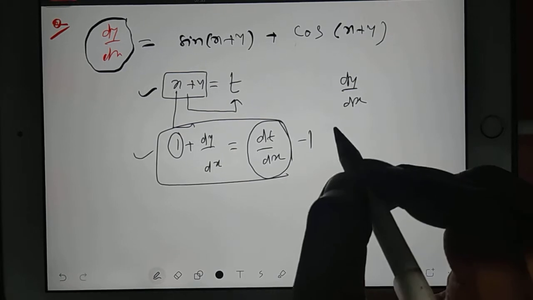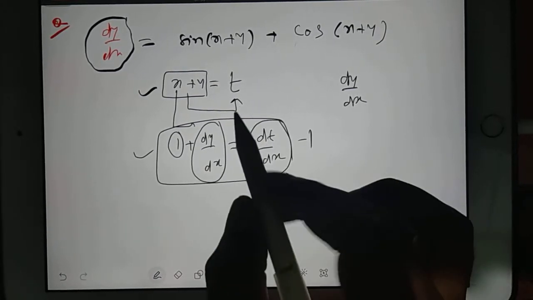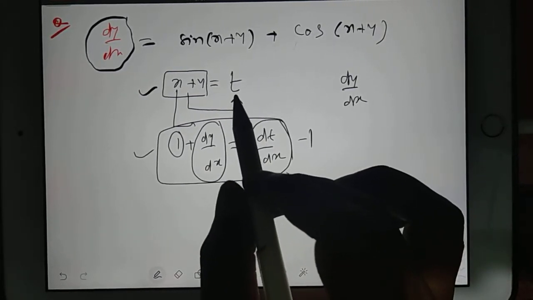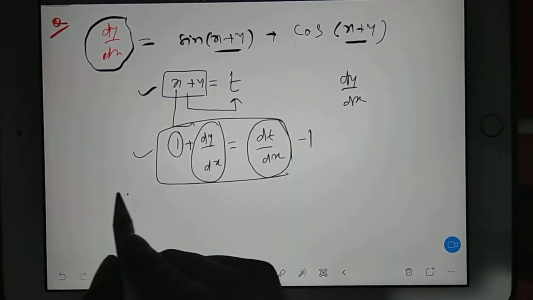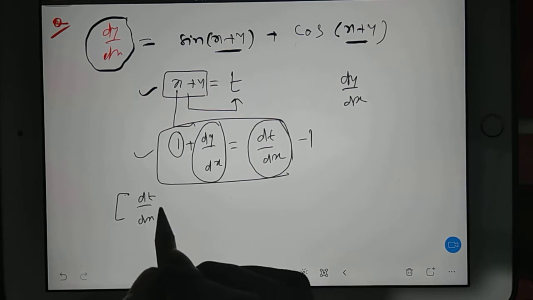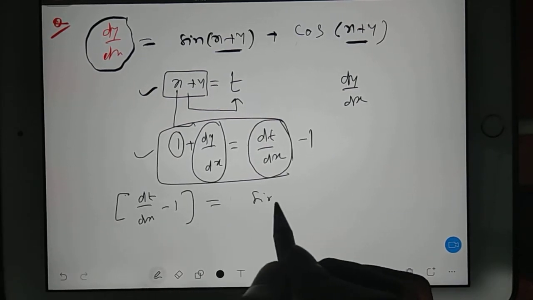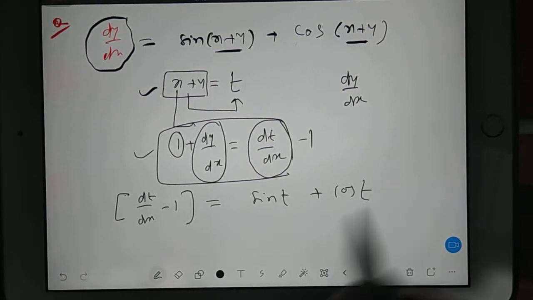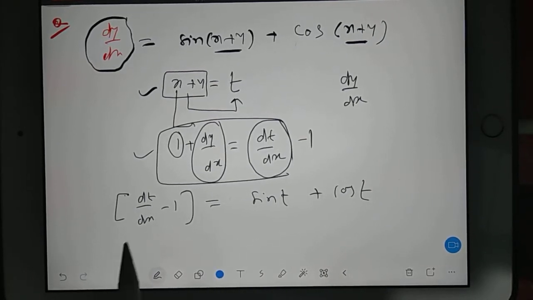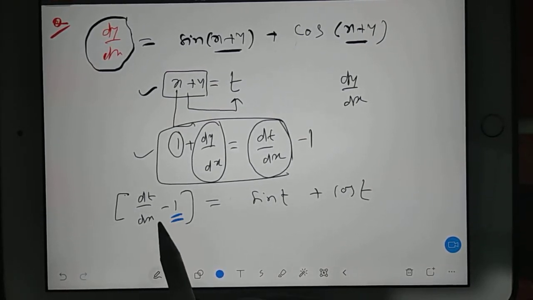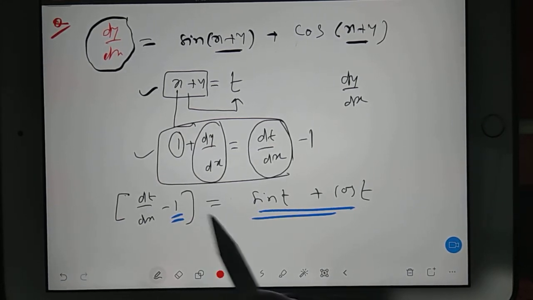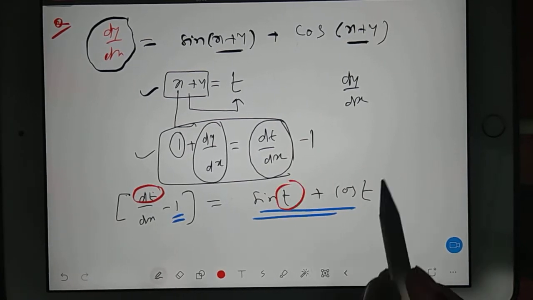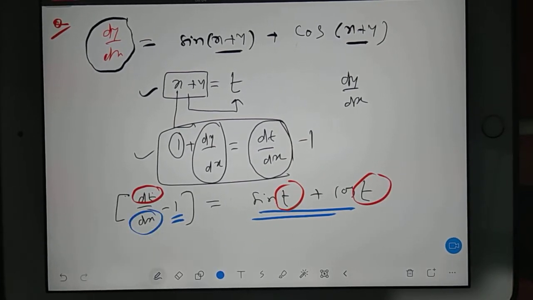This one I will send this side, because I have to replace. Now here and here t will come. So dt by dx minus 1 is equal to sine t plus cos t. Now this one is here and this function is here. So you can see total how many variables we have in the equation. One is t alone here and one is x alone here.